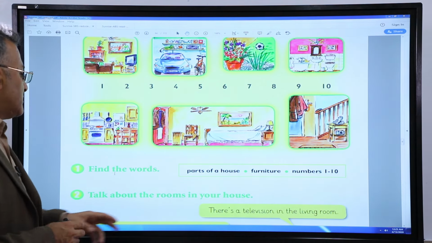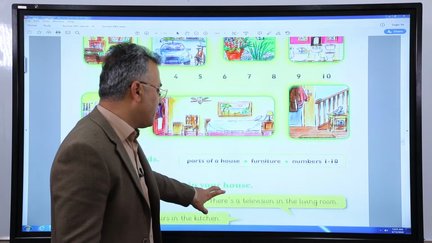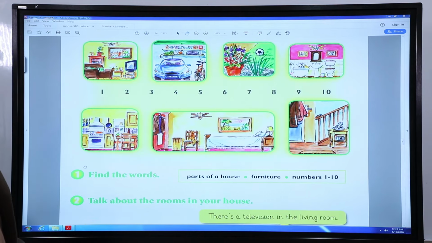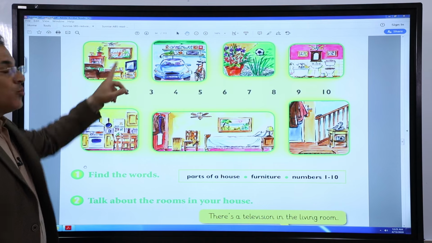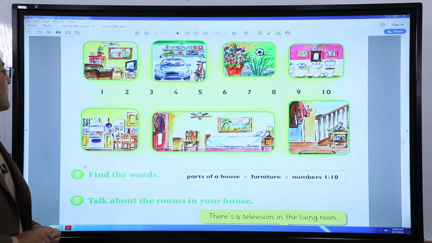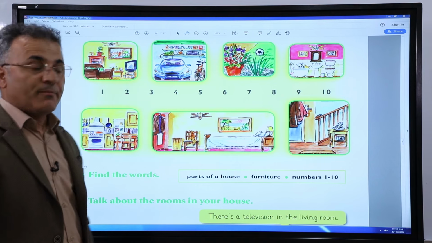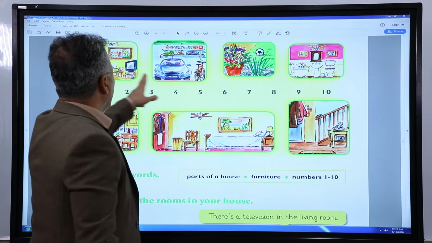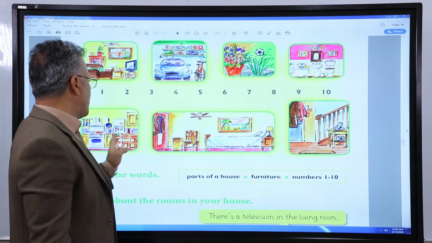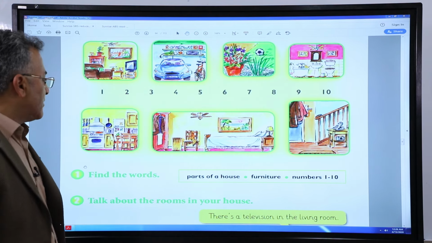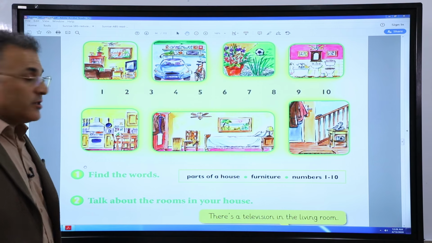Television, that there is a television in the living room. Okay? Okay, television. How many television? There is one television in the living room. What about bed? Where is the bed? Can you find the bed here? No. There is no bed. The only bed we have it in this picture. Yes. Which part of the house is it? Very good. It's a bedroom.